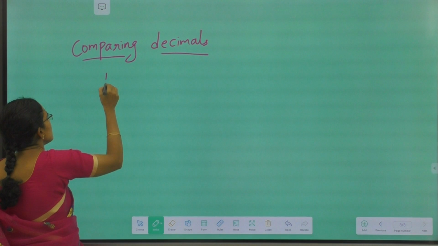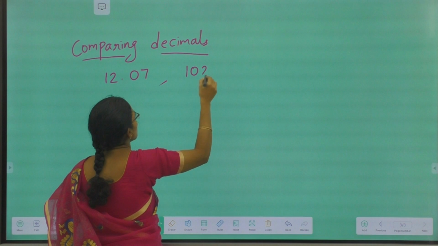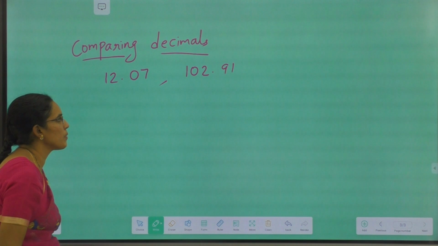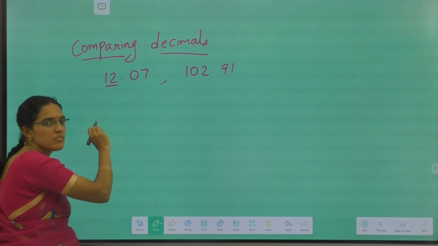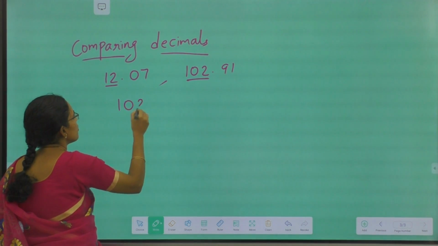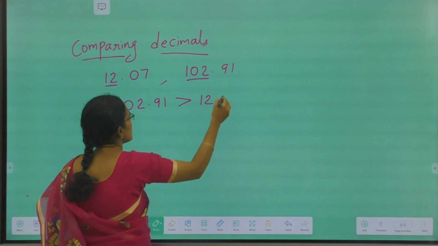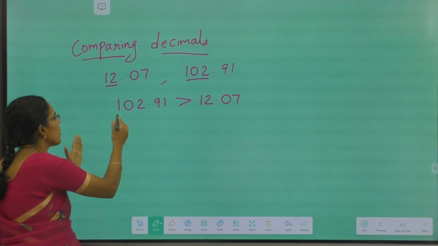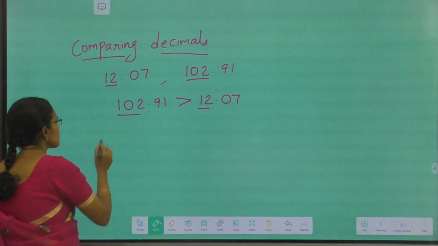For example, 12.07 and 102.91. If you want to compare these two decimals, first observe the whole part. Here the number is 12 and here it is 102. Therefore, we say that 102.91 is greater than 12.07. Okay. While comparing, first we should see the whole part. Whichever whole number is greater, that decimal is the greater decimal.